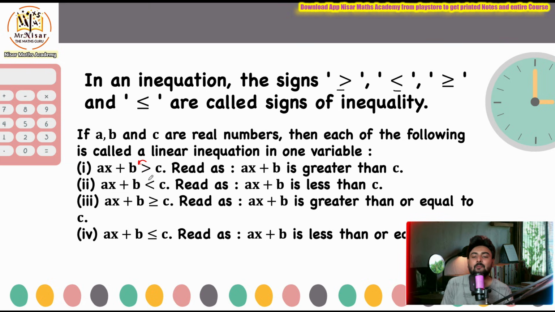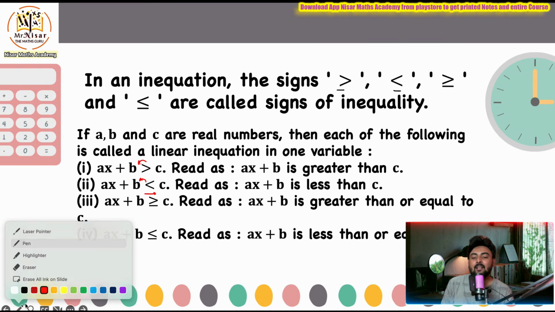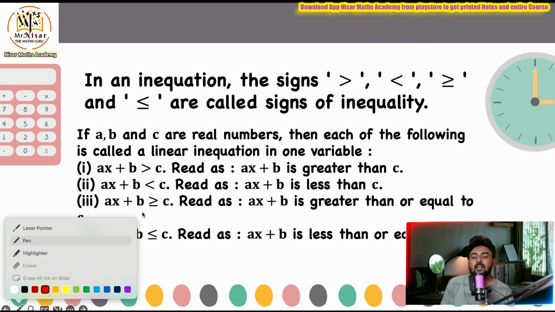Now here you see this crocodile face is towards c. So this side is the less than side, because c here becomes greater, so this side automatically becomes less than. So can I say here it is ax plus b is less than c. Okay, ax plus b is less than c. Let me erase the ink on the board. Then let's go ahead children.